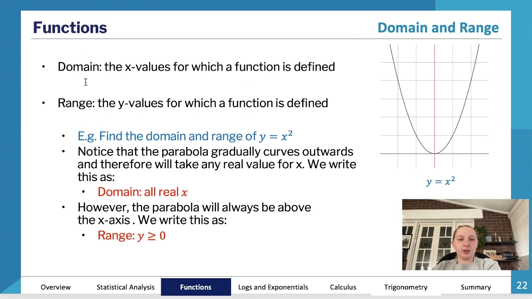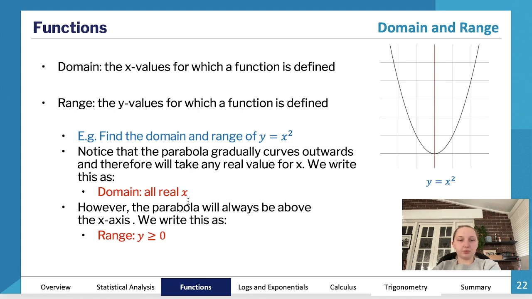So when we're looking at the domain, it is the x values for which a function is defined. So essentially, where on the x-axis will our graph exist? Then we've got the range, which is the y values for which a function is defined. So essentially, where on the y-axis is our function going to exist?